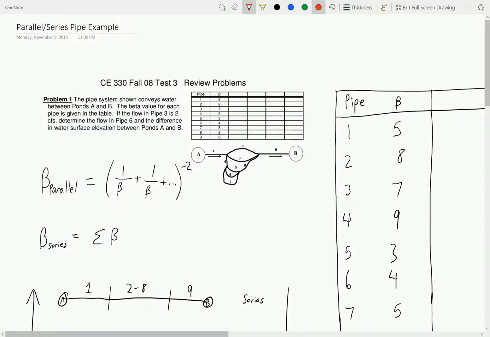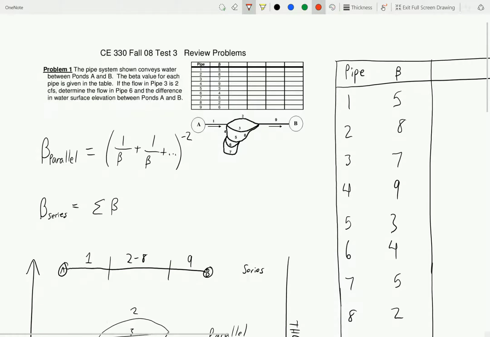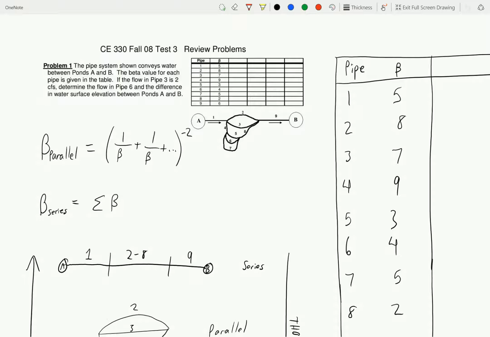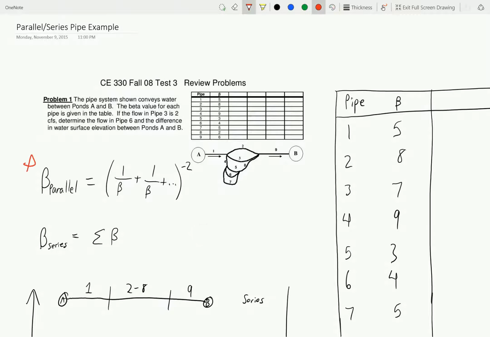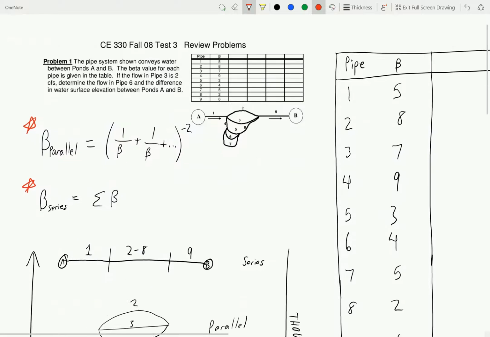Alright, here we have a series and parallel pipe problem. All of these examples that I'm going to do are going to be straight from the review sheet that Dr. Parr posted. It's just labeled several solutions for test 3 problems. And basically what I've done here is written the two equations for parallel and series beta values.